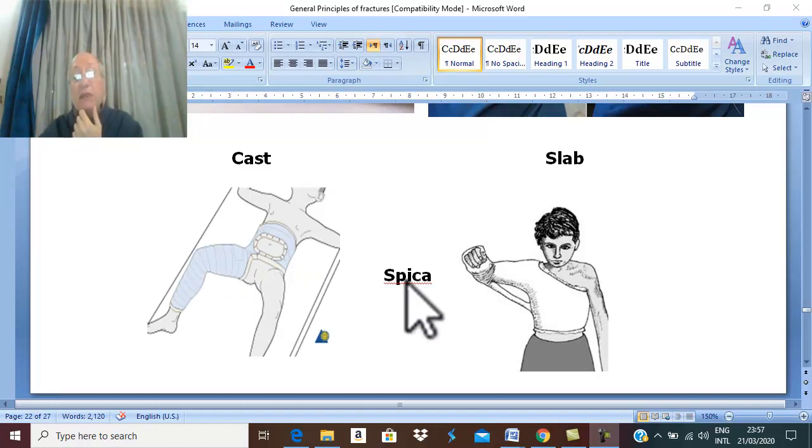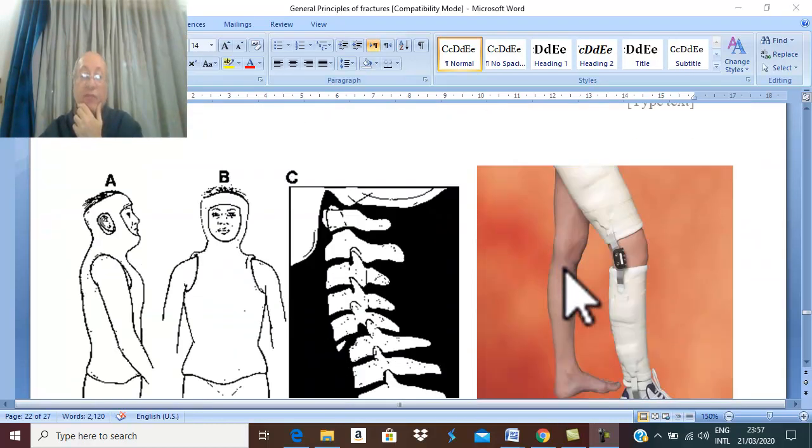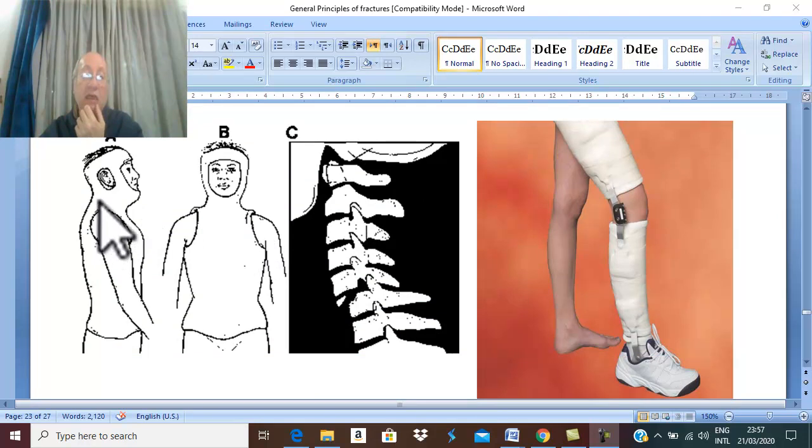Or the spica may be applied for the upper limb, fixing it with the trunk. If the trunk with the upper limb, it is called a shoulder spica. Plaster of Paris may be applied to the neck and called a collar. This is rarely used now, and it is replaced by an orthosis as a collar.